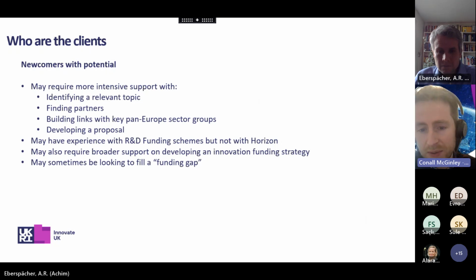And lastly, they may require help with developing a proposal as well. And I know that national contact points in different countries will have different approaches to this. So the UK does provide a high level review of proposals and does provide some support with drafting. And I know other countries might provide more intense support, etc. So that does vary, and that's something we'll touch on at the end of this presentation.